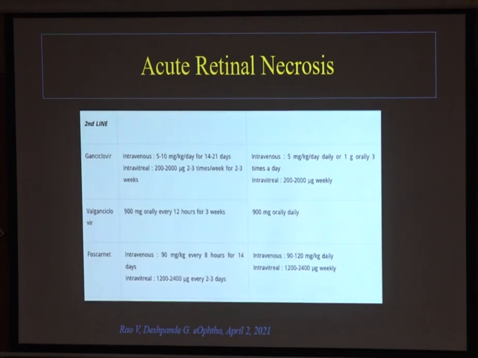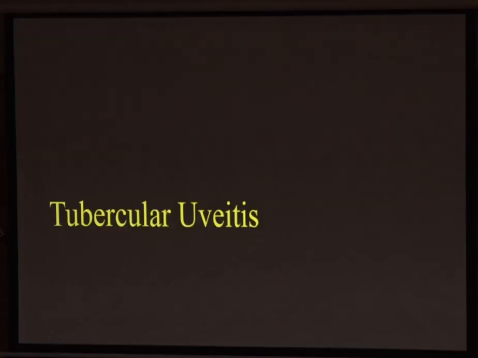So let's come to the second line, that means the patients who are non-responders or who have not responded well to the conventional acyclovir therapy. So they may be added with ganciclovir intravitreal injections. Again, in the induction phase, you can repeat twice a week, and then followed by weekly doses depending on seeing the clinical response of uveitis.